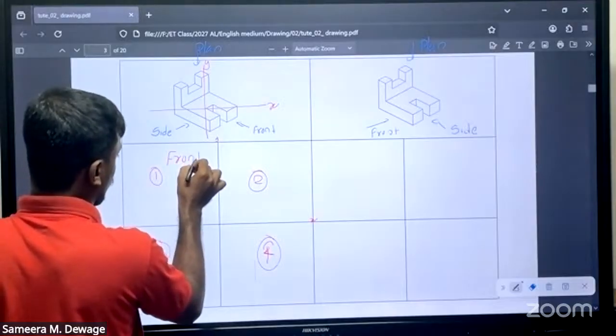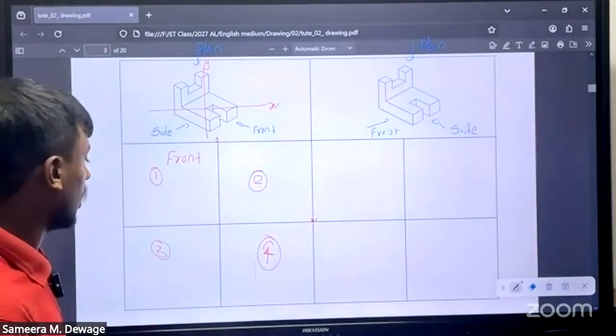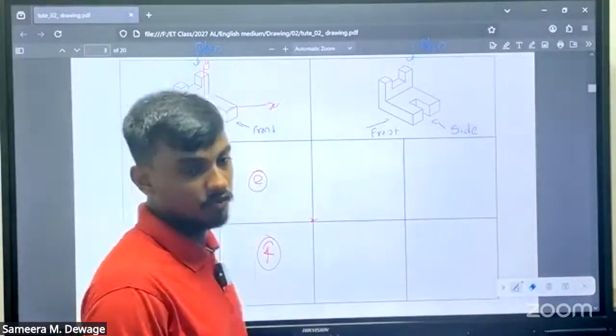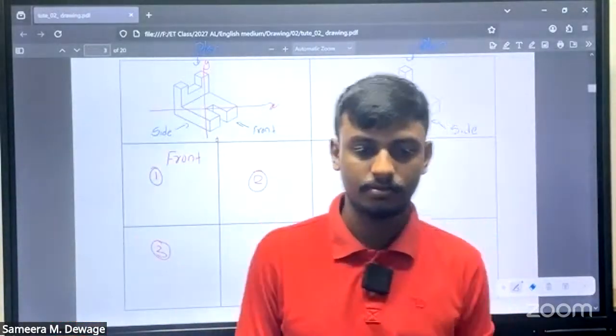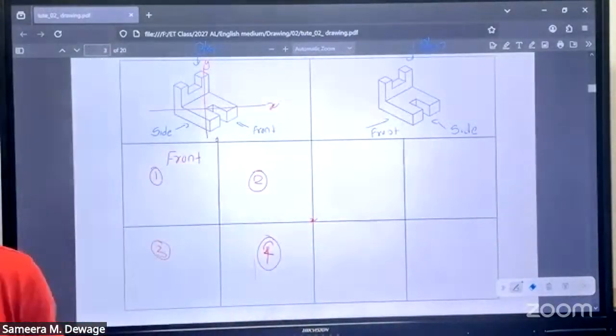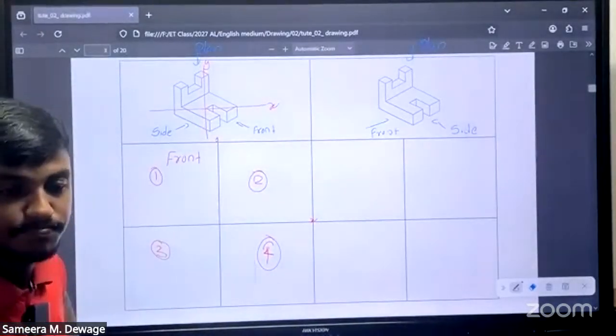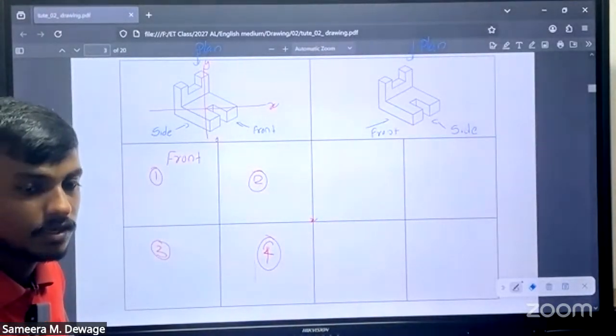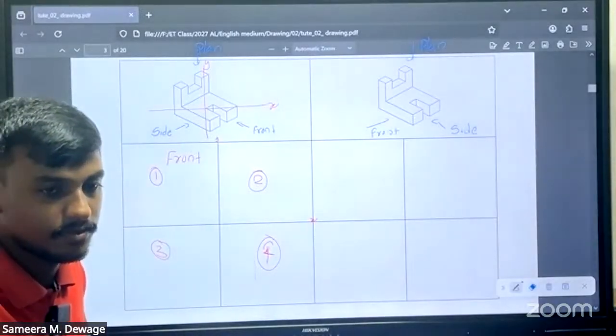So our front view needs to be drawn here. So our plan view, where? Plan view. So where do we need to draw our plan view? Quick. I need a quick answer.